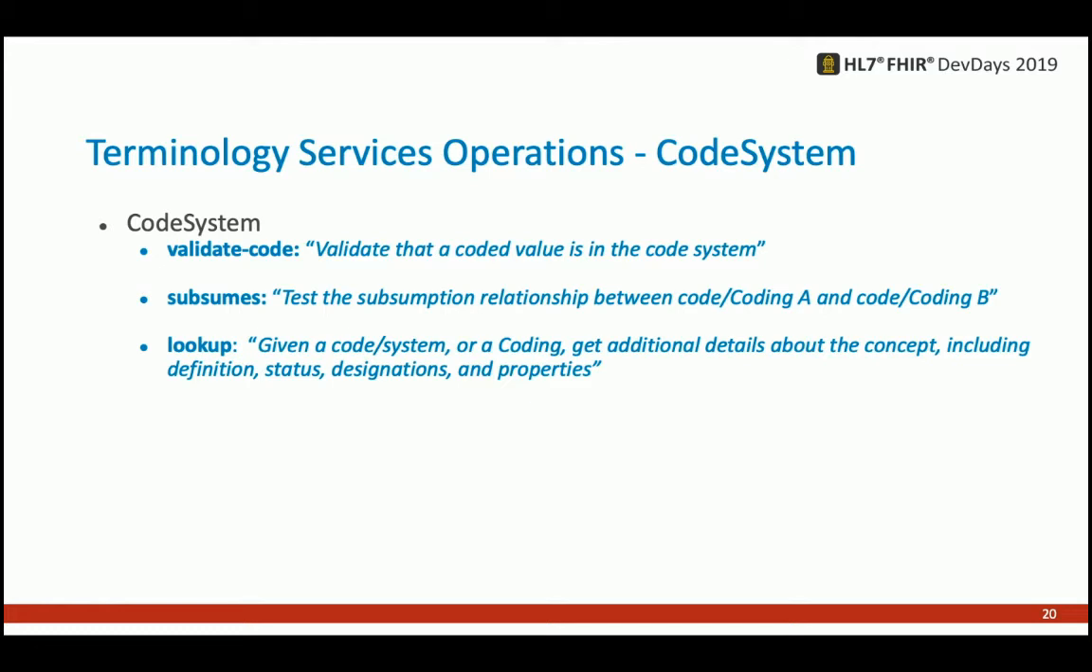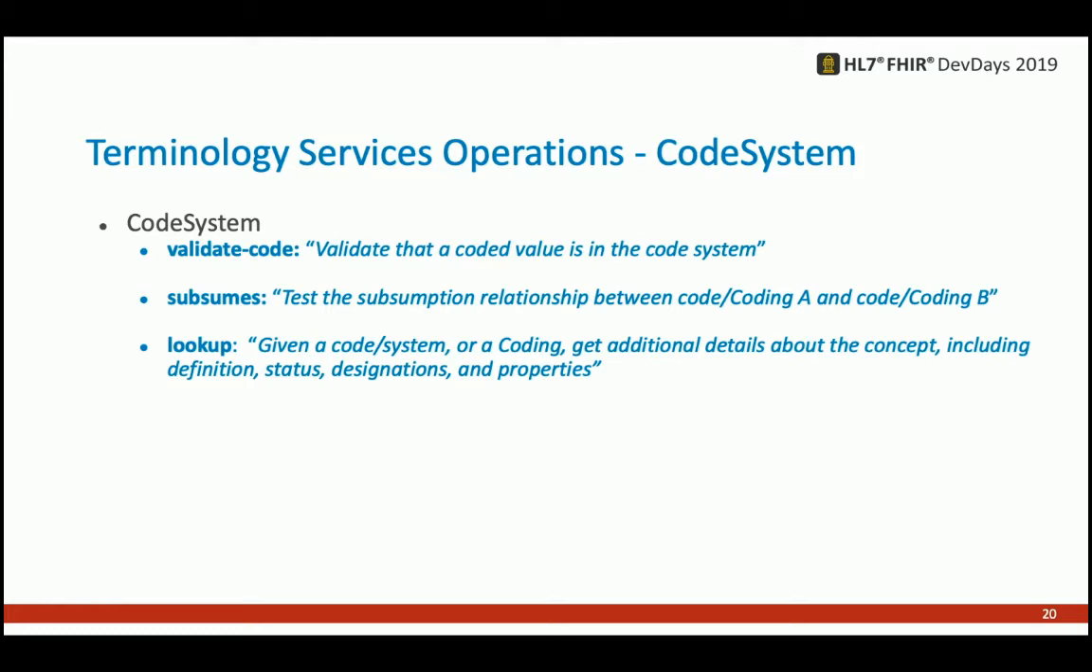Subsumes is a relationship, a type of X. So we think back to that picture with the appendectomy, where removal was one of the concepts. Is appendectomy subsumed by removal? I was getting it the wrong way around. Then you can ask that question and find out, is it a type of, essentially. And then lookup, which is a bit more straightforward. Here's a code. What does it come back as?